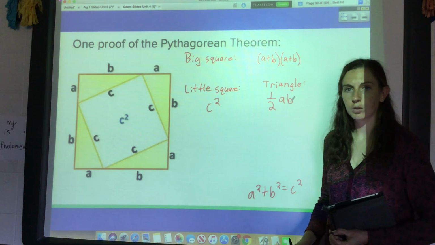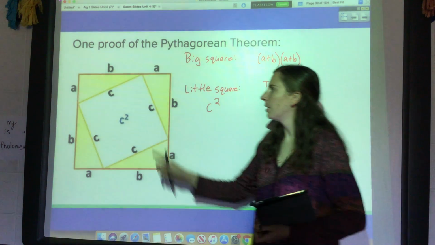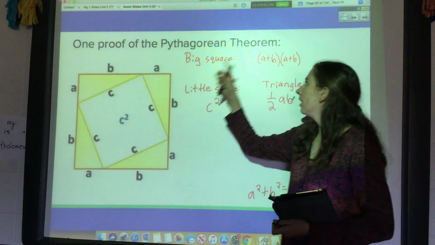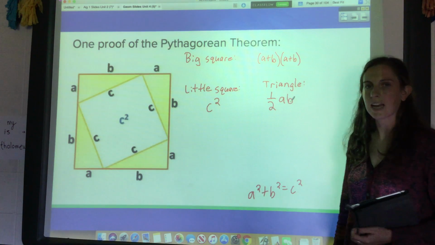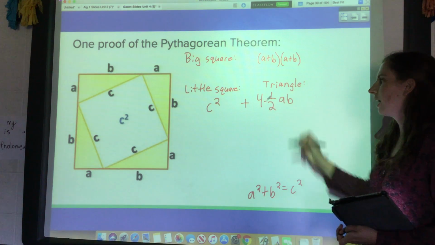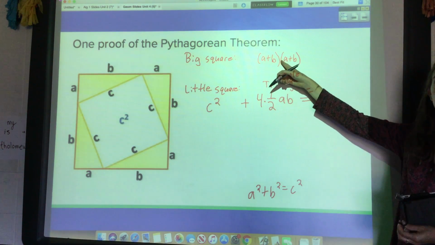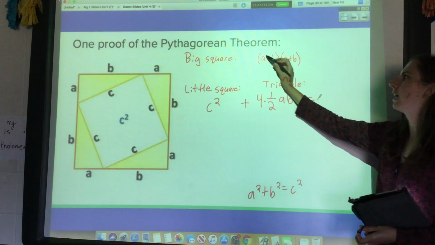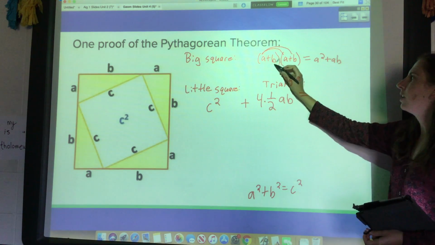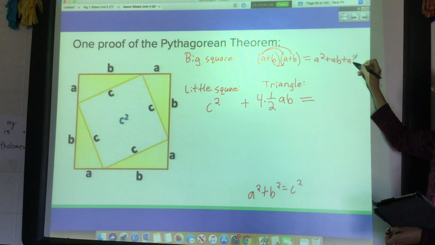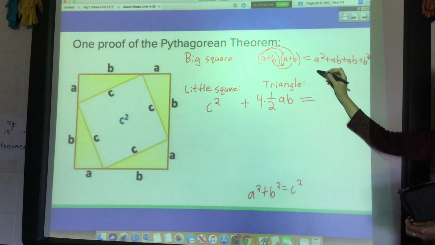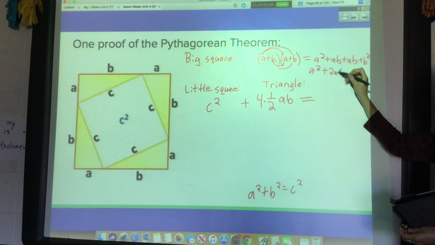So here's an equation that I could come up with. If I added up all 4 triangles plus the little square, that should equal the big square. I'm going to put that into an equation: c squared plus 4 of these triangles equals this. I'm going to go ahead and distribute this out, by the way. A times A is A squared. A times B is AB. B times A is also AB. And B times B is B squared. If I combine these two like terms, that would be A squared plus 2AB plus B squared.